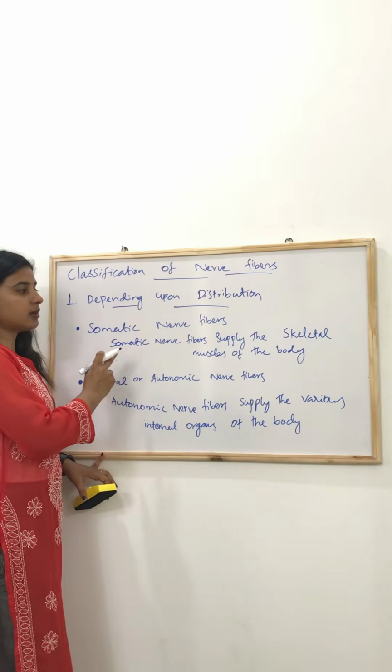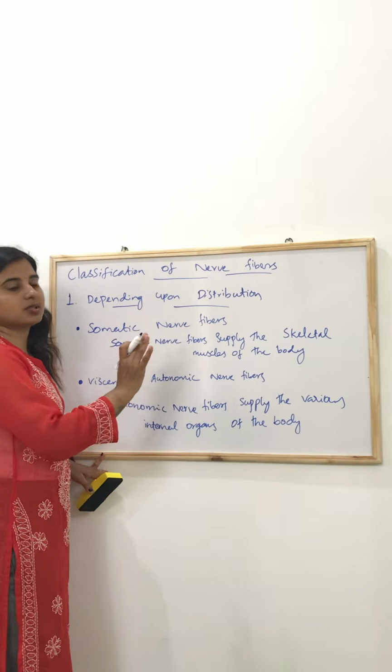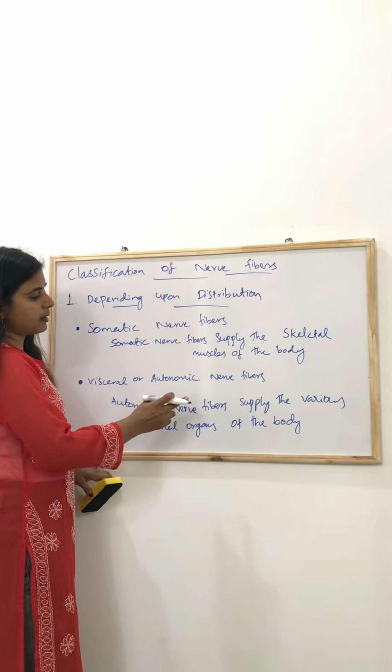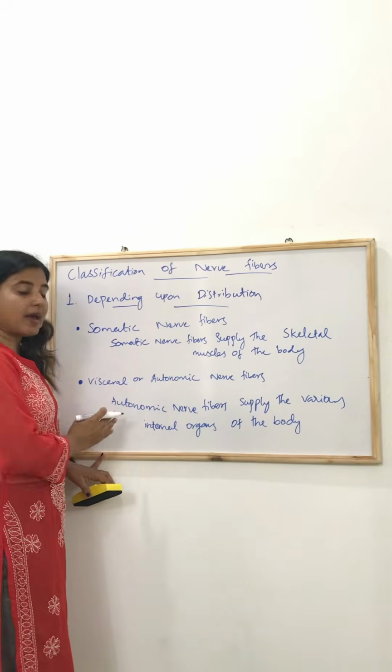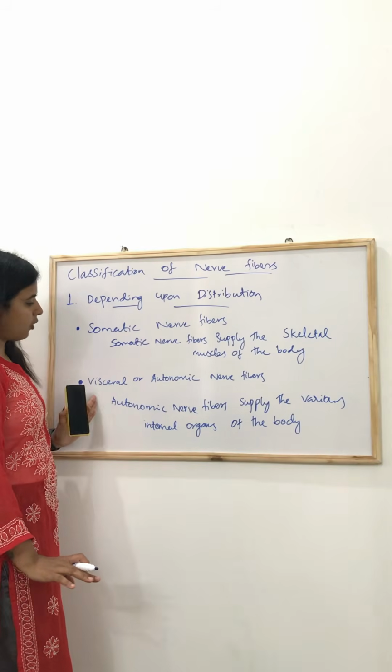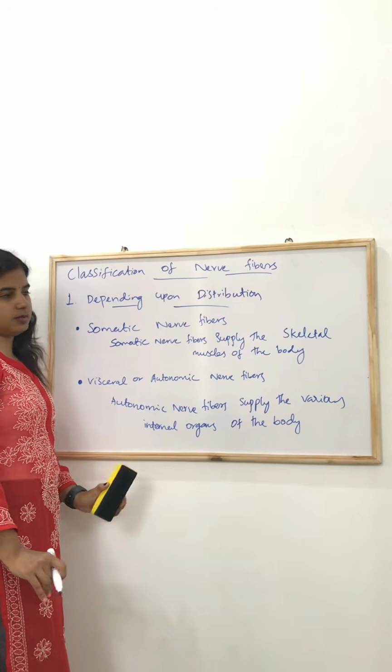So next is depending upon distribution, we have somatic nerve fibers and visceral or autonomic nerve fibers. Somatic nerve fibers are the nerve fibers which are supplied to the skeletal muscles of the body, and autonomic nerve fibers are the fibers which supply various internal organs in our body. So we have somatic and visceral or autonomic nerve fibers.